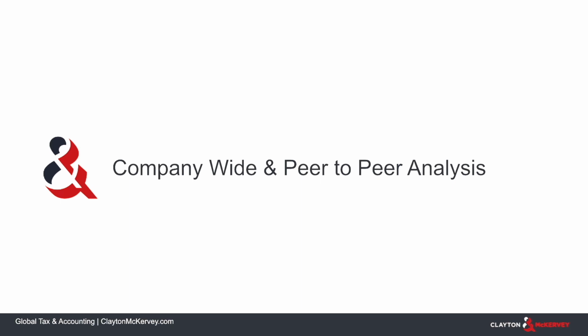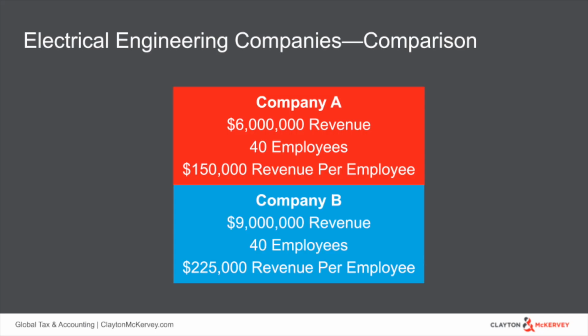What about a company-wide comparison though? Well, let me bring back some figures you might be familiar with from the revenue per employee video to show how we can look at this from an entity-to-entity comparison. So from that video, we had two electrical engineering companies, Company A, Company B. Company A had $6 million in revenue, Company B had $9 million in revenue. They both had 40 employees, and that computed $150,000 of revenue per employee for the first company, $225,000 for the second company.